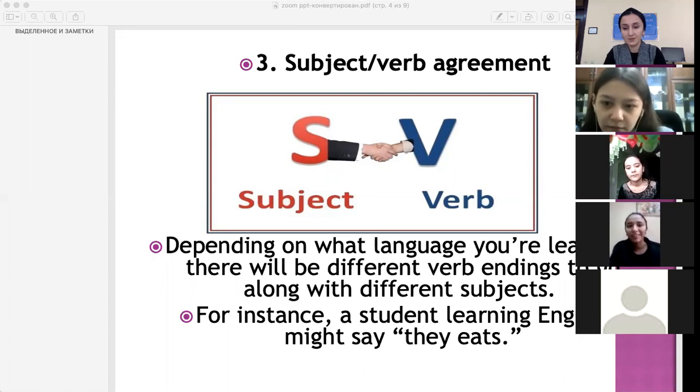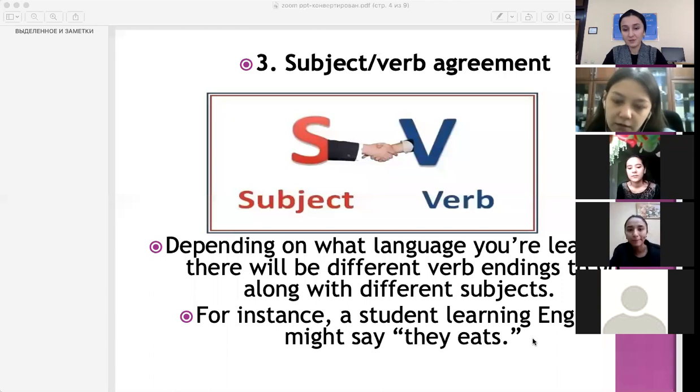That's a mistake. Okay, so why do you think they use the verb "eats" with an s in a plural form? Are they confused or something? Maybe they are confused. Maybe in their language they don't have this agreement, yeah? Subject and verb agreement.